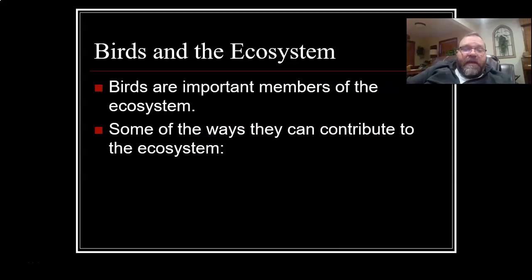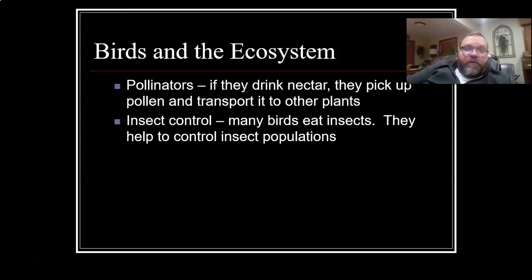Let's talk about birds and the ecosystem. Birds are important members of the ecosystem. Some of the ways they can contribute to the ecosystem are as follows. They are pollinators. If they drink nectar, like a hummingbird, they pick up pollen and transfer it to other plants. Insect control. Many birds eat insects. They help control the insect population.